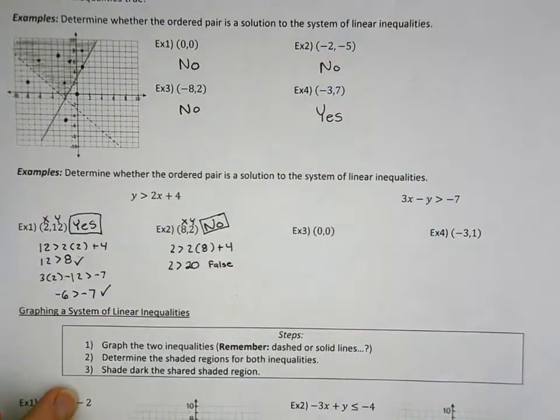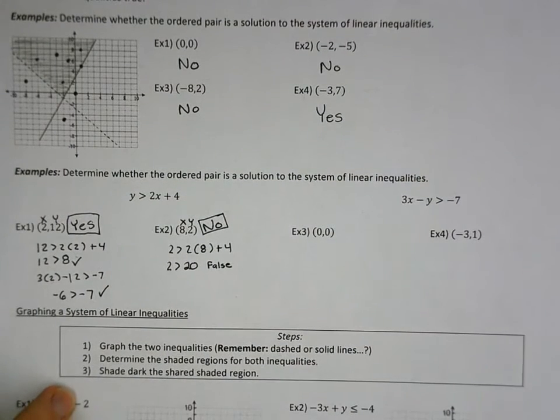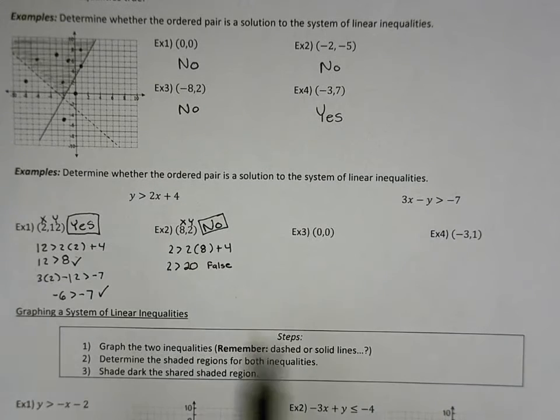And if you notice, I'm not going to plug it into the other one. Frankly, I don't care whether or not it makes the other one true or false. Within the context of this particular problem, as soon as you have one that's false, you're done. You know your answer. It's not going to be a solution. Doesn't matter whether the other one's true or false. Your answer is going to be no. It's not a solution. Because it's got to make both true.